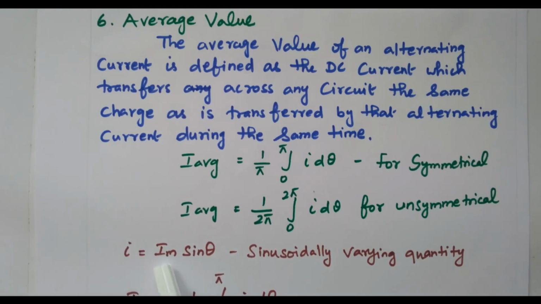This Im is nothing but the maximum value. That's called the amplitude, maximum amplitude. So I equal to Im sin theta is the general expression for a sine wave. The I varies as a function of theta. Now we'll go for this average value. We'll substitute this I as Im sin theta. Now we'll find the average value of the sine wave.